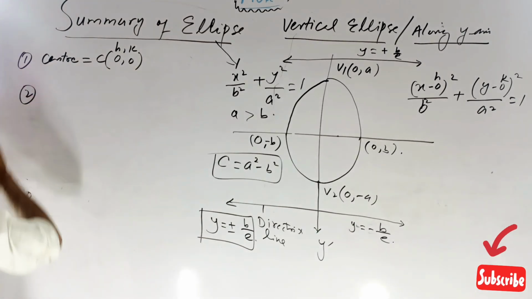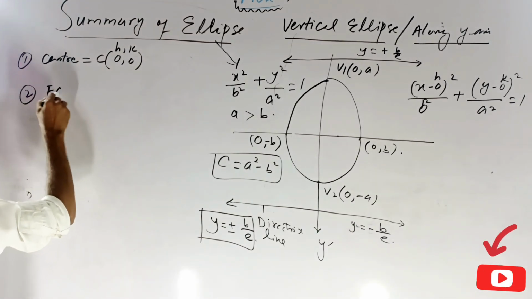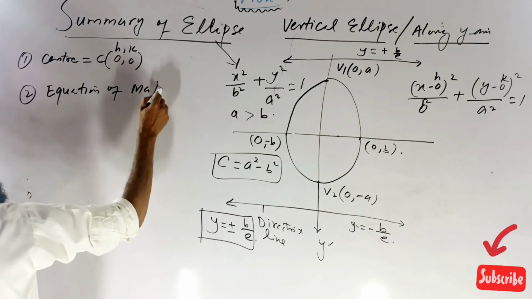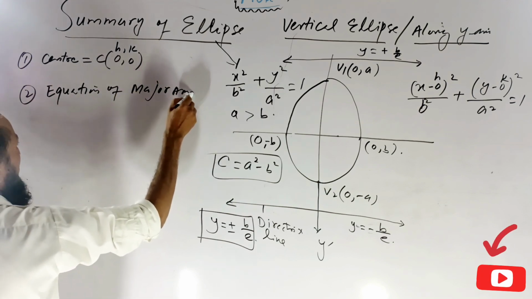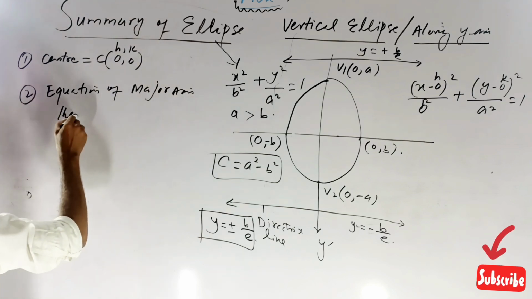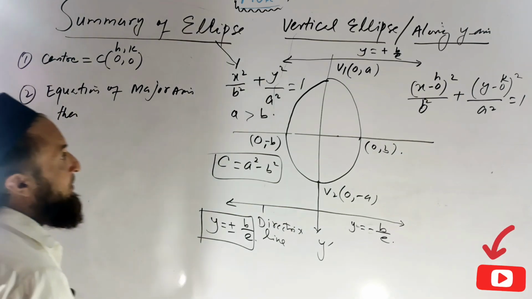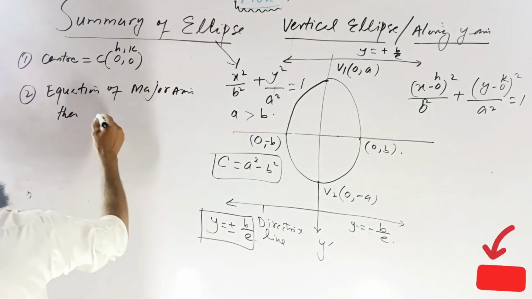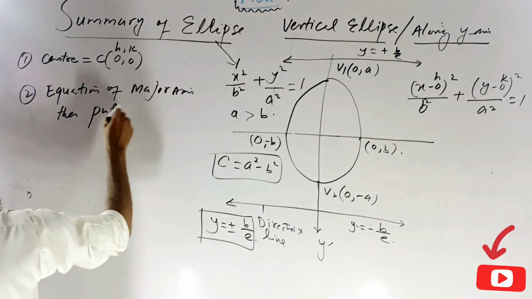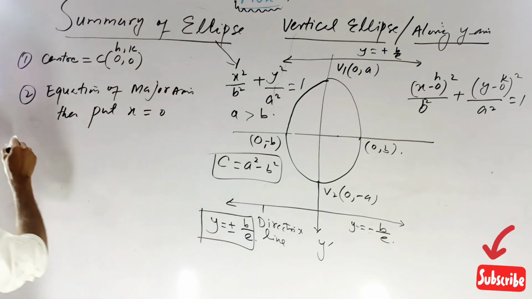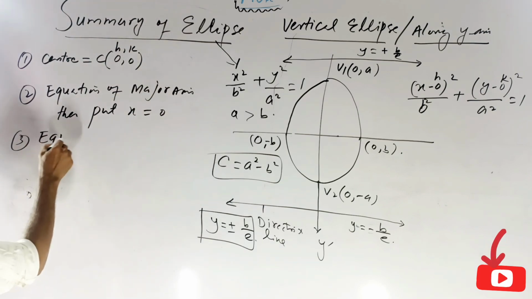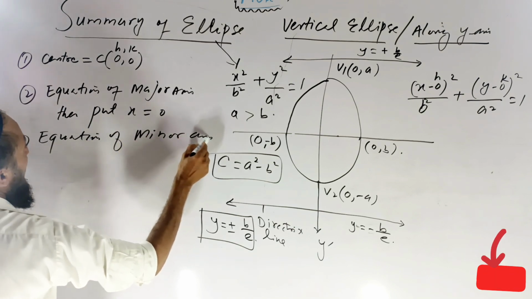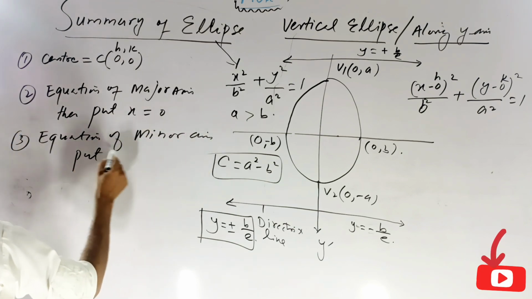And second, if we are finding the equation of the major axis, then we put x is equal to 0. And third, if we are finding the equation of the minor axis, then we put y is equal to 0.